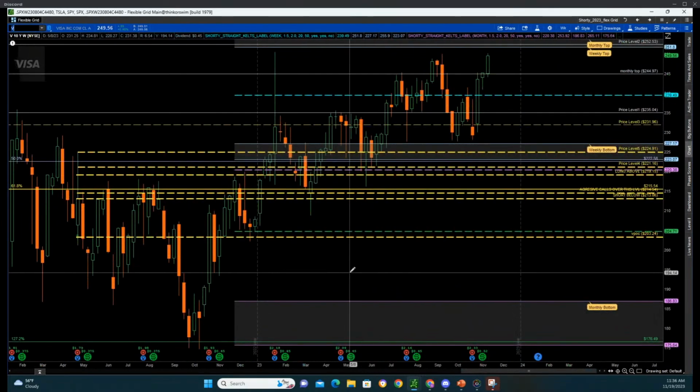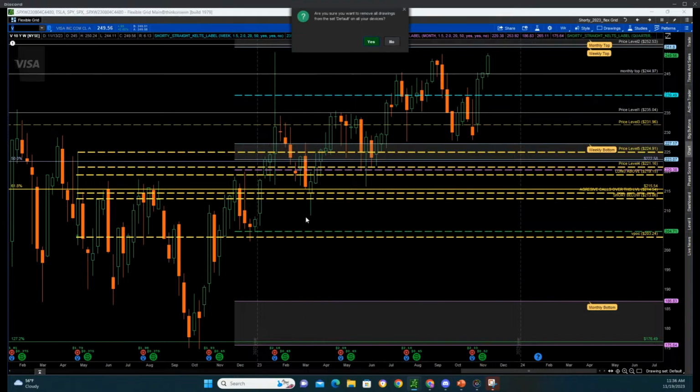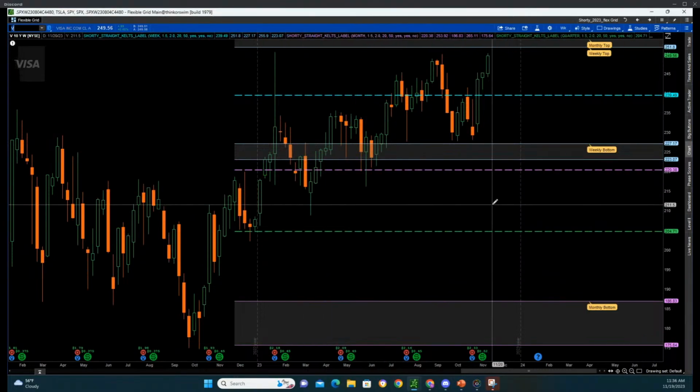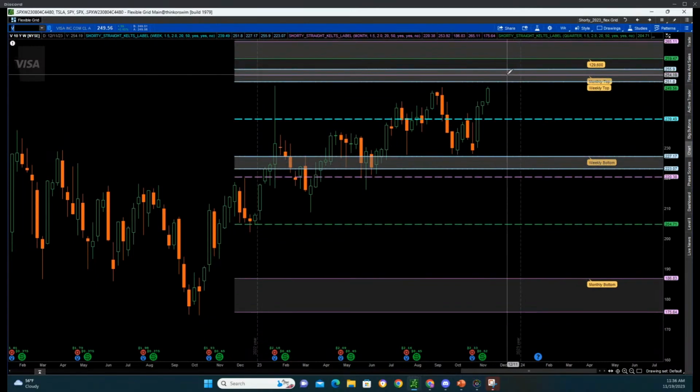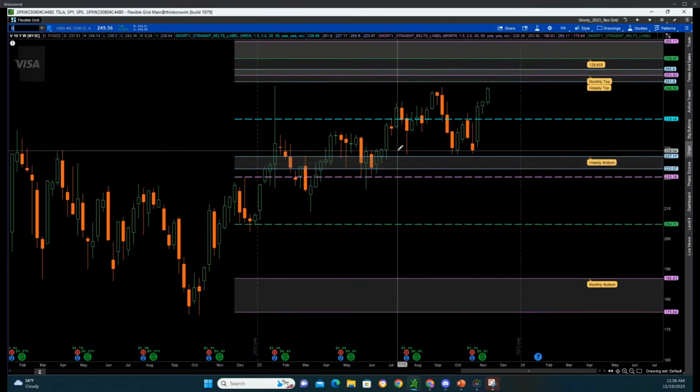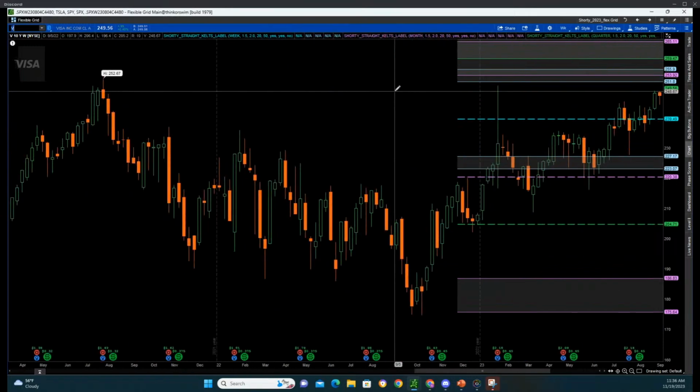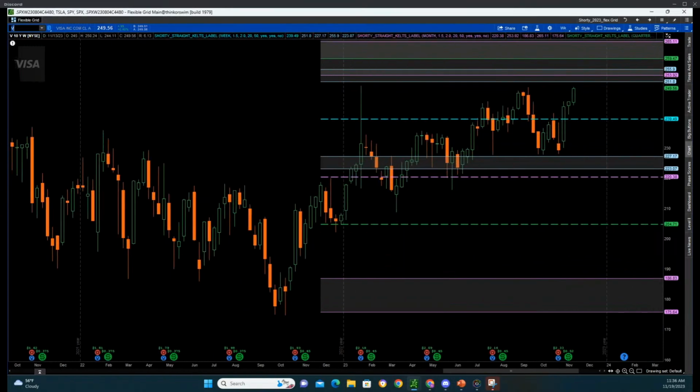You guys can tell I traded Visa a little bit. So it's coming up to a weekly and a monthly top. This is shaping up to be a decent short. Visa actually pays pretty good on shorts too. So I'm gonna look at this one.